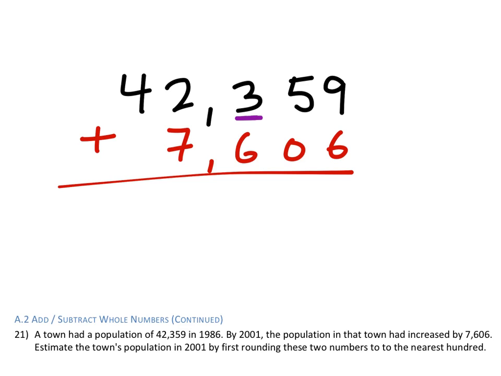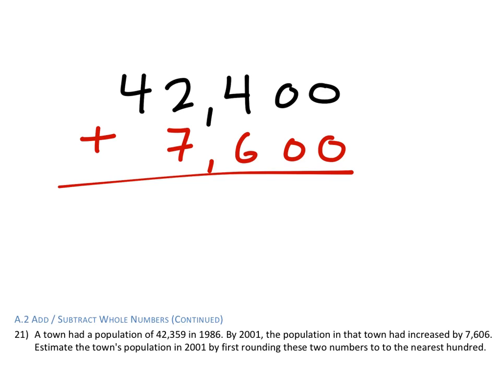So I've got a 3 for the 42,359. The 5 is 5 or bigger, so we're going to round that value up to a 4. So now this becomes 42,400. And then the 7,600, I've got a 6 in my hundreds position. 0 is less than 5, so that's just going to remain a 6. And then I'll change that into a 0 in my ones position.